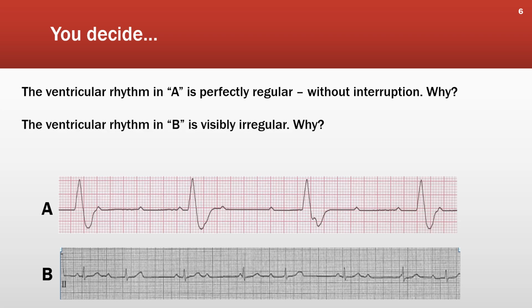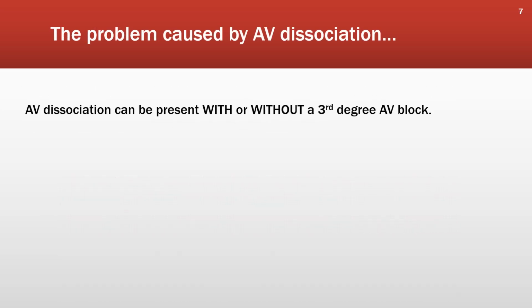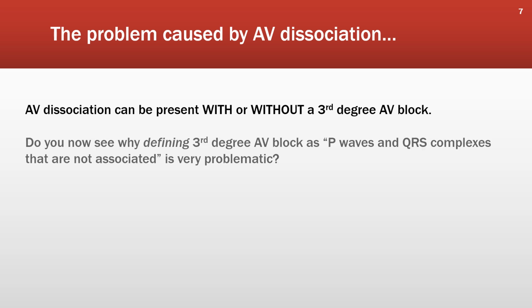The ventricular rhythm in B is visibly irregular. Now, why is that? Well, from time to time, a sinus-conducted impulse is able to get through the refractoriness and activate the ventricles. So we have occasionally QRS complexes that appear sooner than expected. AV dissociation can be present with or without a third-degree AV block.